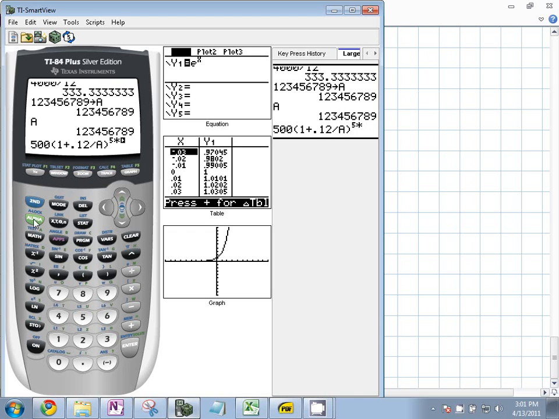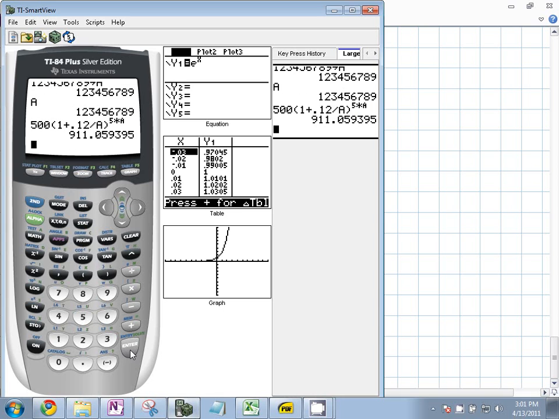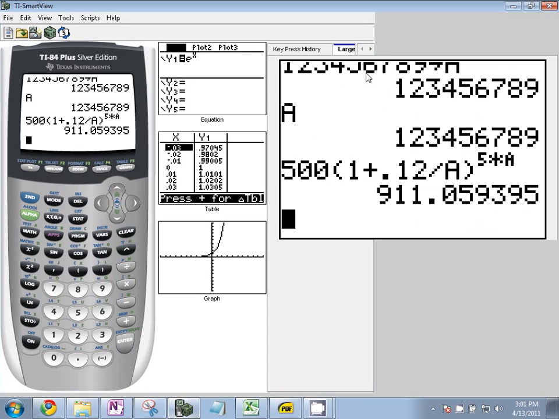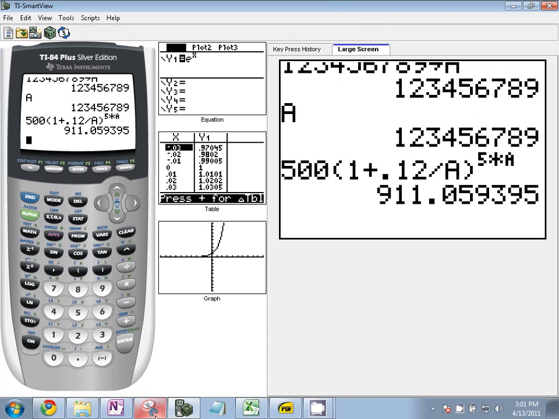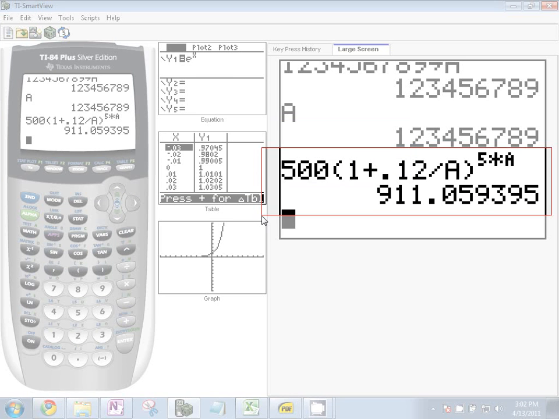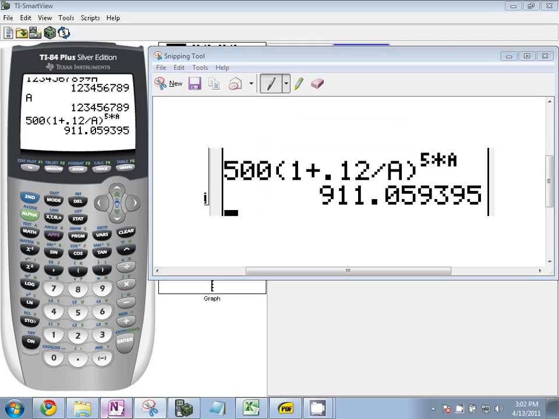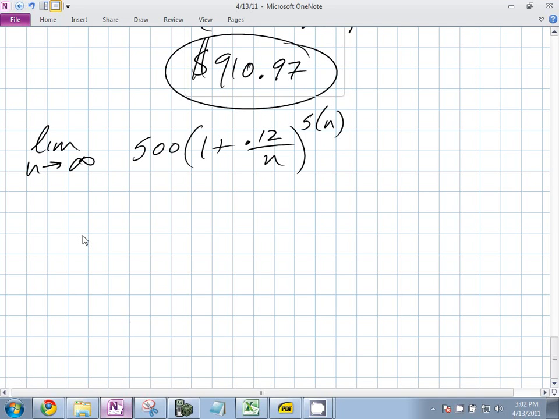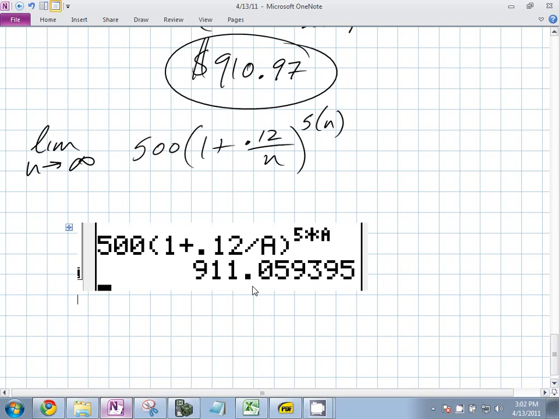Wait, how did you store it again? STO, bottom left. Right here. So what did we end with here? A lot. Well, no, compared to what we had before. How much money did we have before when we compounded it daily? $910, right? How much money do we have now? We went from daily to compounding it basically every millisecond, and it went from $910 to what? You didn't type it right if it was anything other than 911.059.